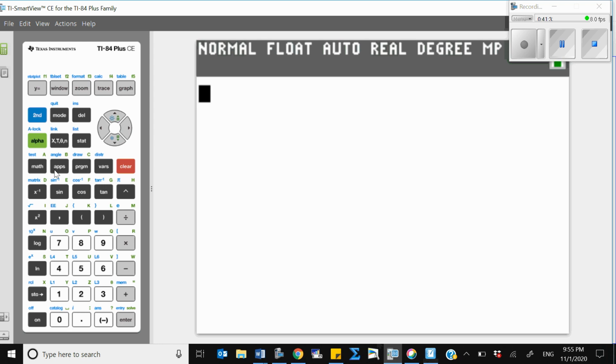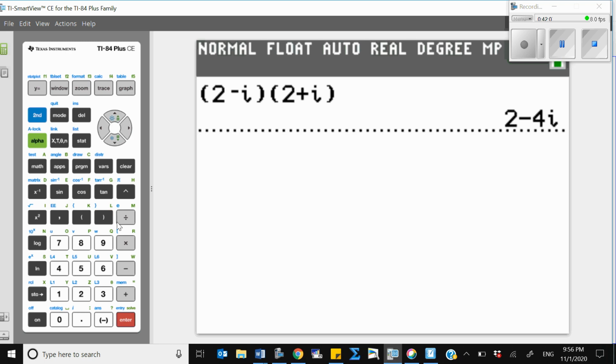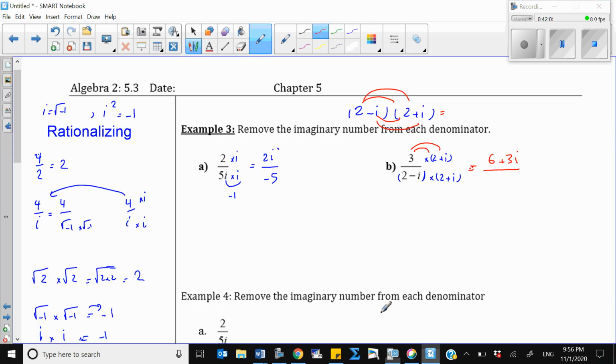So to multiply 2 minus i times 2 plus i on the calculator, you're going to write 2 minus, where is the i? It's located here. I press second and this key, and that gives me i. And then I put the parenthesis behind that. So 2 minus i times 2 plus i, and the answer is 2 minus 4i. So it's 2 minus 4i.